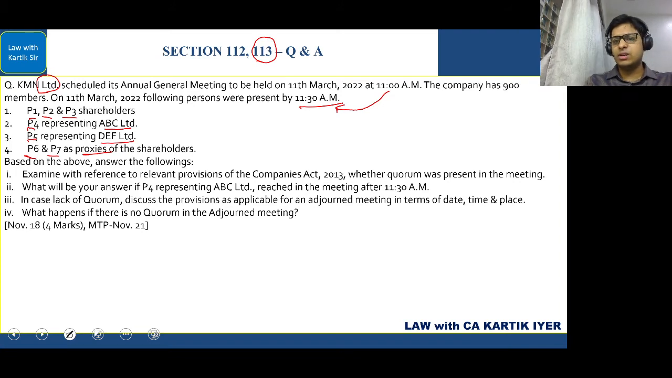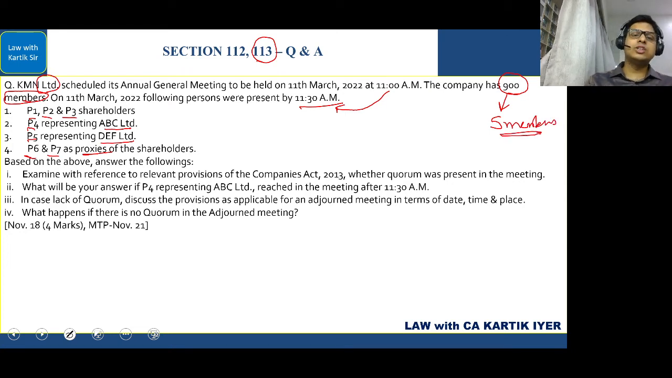Oh, one minute, my mistake. They have given here 900 members. My bad. So it is up to 1000 members. When up to 1000 members are there in a public company, we will say that the quorum will be 5 members as per the Act. As per the Act, quorum is 5 members.